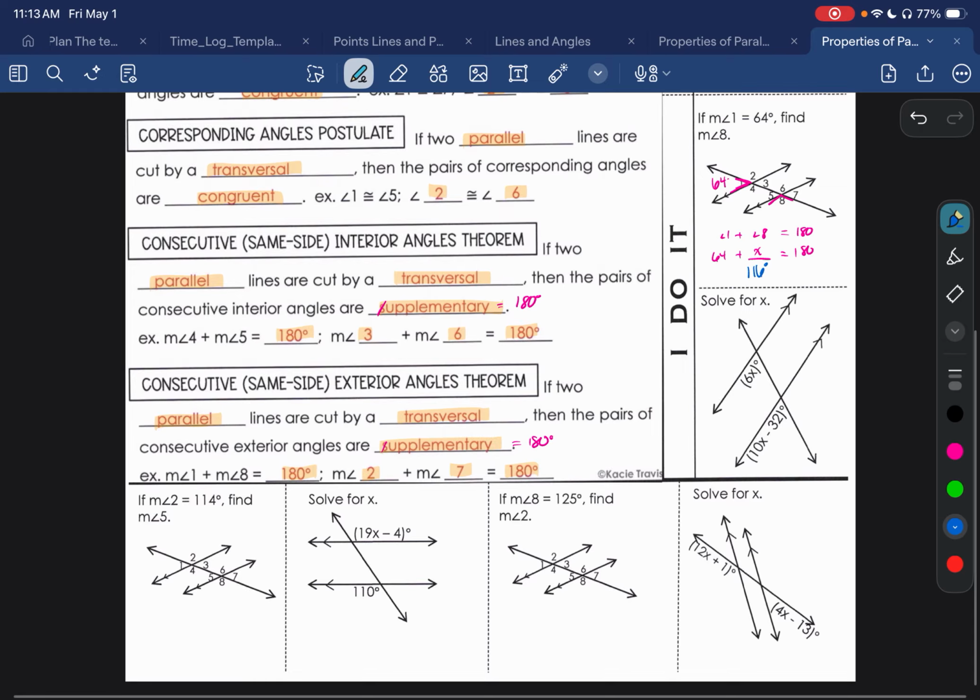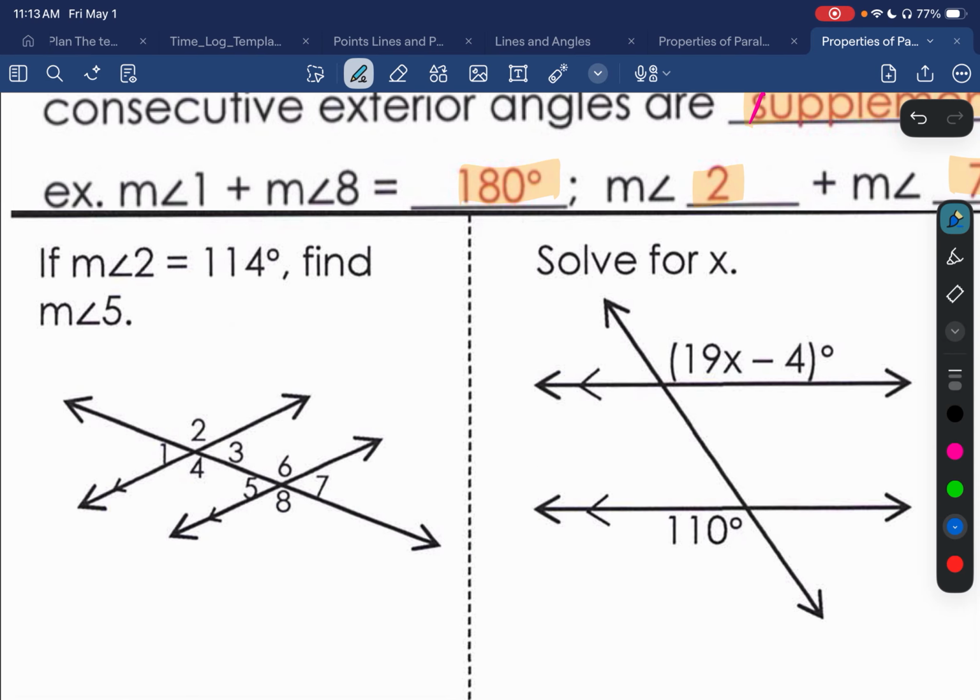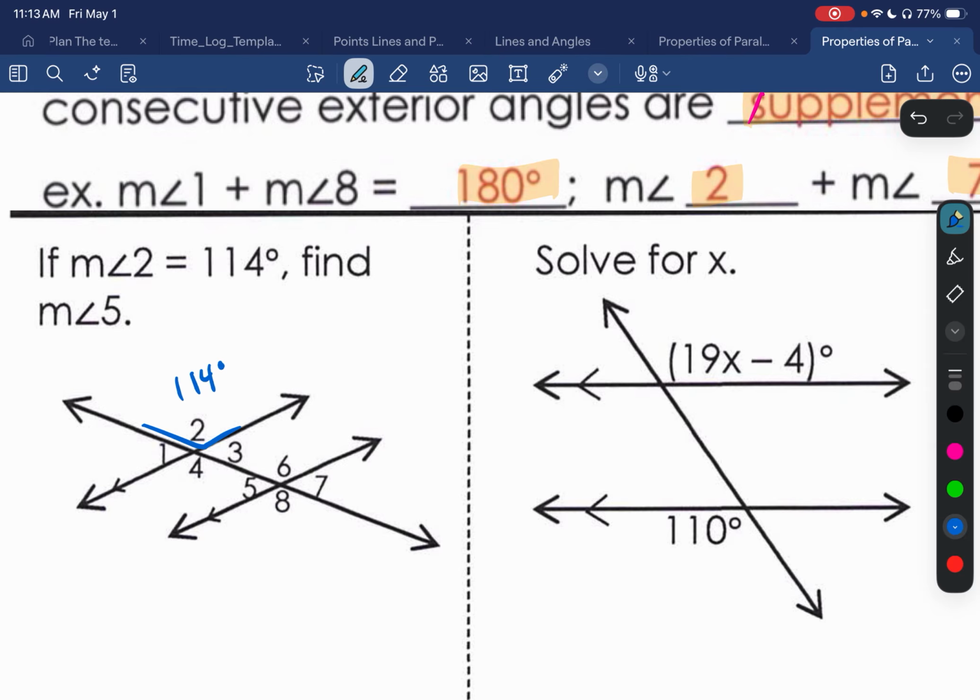Do we have any more that are easier like that? All right, let's do this one. Measurement of angle 2 is 114 degrees, which is an obtuse angle, more than 90, cool. What's the measurement of angle 5?